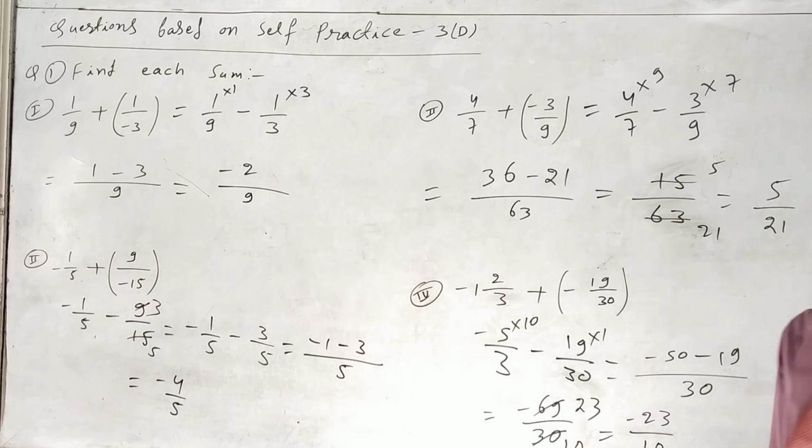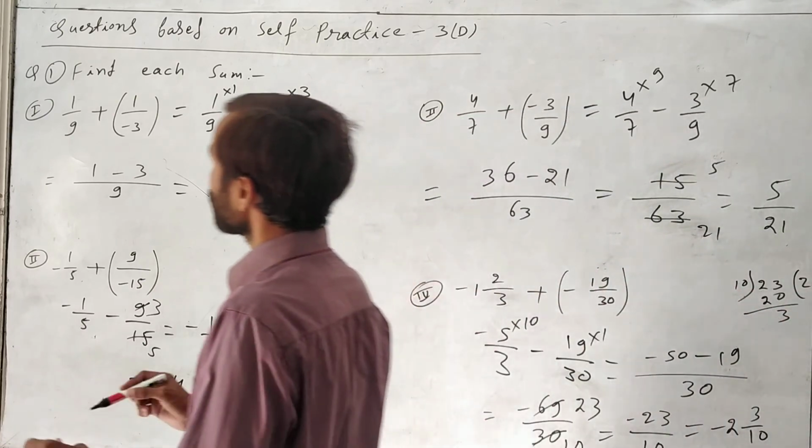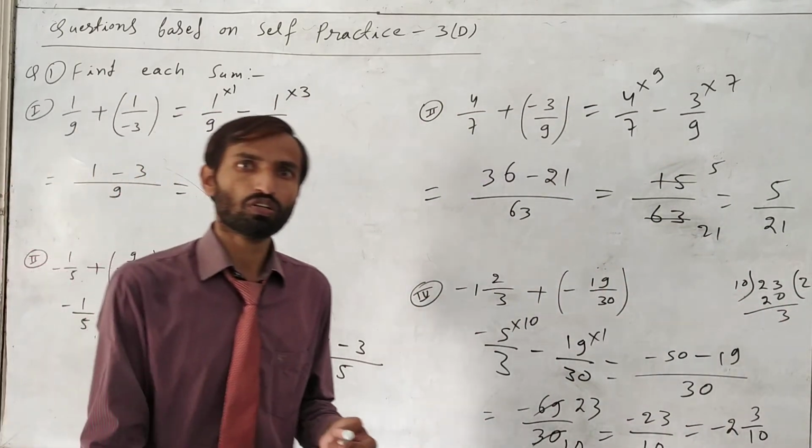After that you can convert it to a mixed fraction also, because the numerator is greater than the denominator. If you convert, divide 23 by 10: 2 tens are 20, remainder 3. So 2 will go in the whole number, so minus 2 3 upon 10. So the final answer is minus 2 3 upon 10. Like that you have to do question number 1 of Self Practice 3D. Okay, thank you.